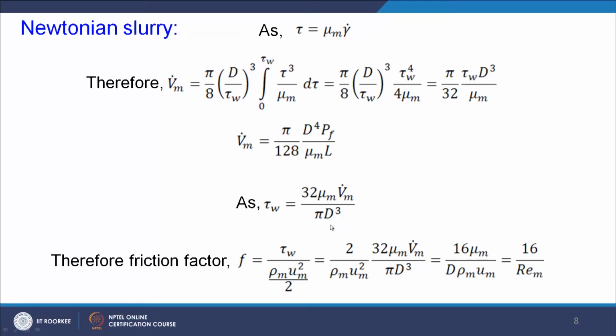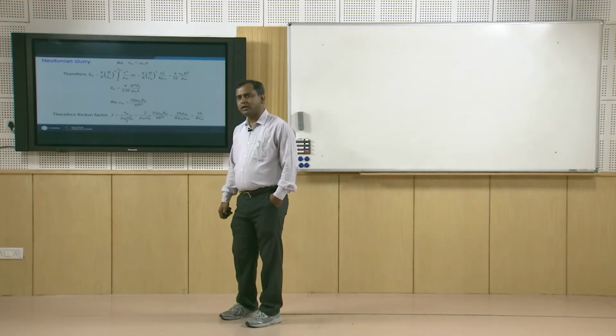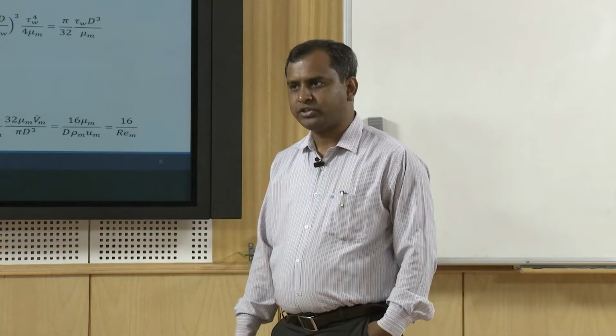Okay. Then let us quickly calculate what is the friction factor. All of we know that friction factor F is actually your tau w by rho m um square by 2. So, little bit of simplification and putting the values of V dot m and tau w from here, you will be getting that this comes out to be 16 mu m by d rho m um. Okay. So, ultimately it becomes 16 by mixture Reynolds number REM. Okay. So, this mixture Reynolds number will be following the density of the mixture and the viscosity of the mixture, right.